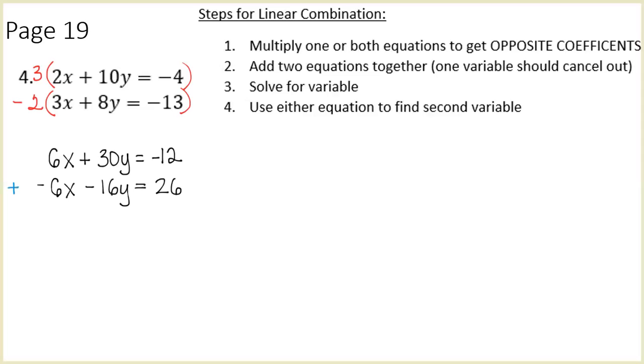So now when I add these together, the x's cancel. We get 14y equals 14. So 30 minus 16 is 14. And negative 12 plus 26 is also 14. Divide by 14, y equals 1.